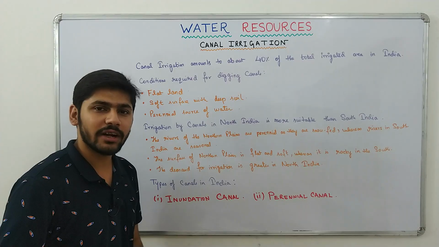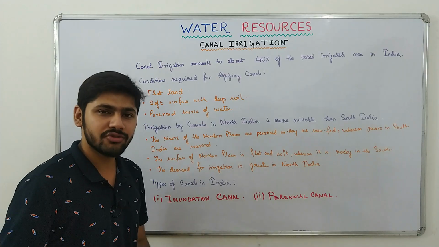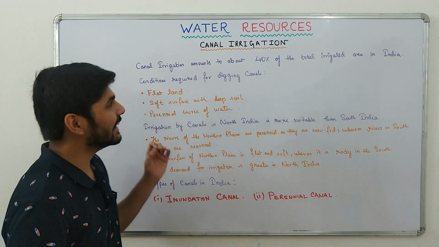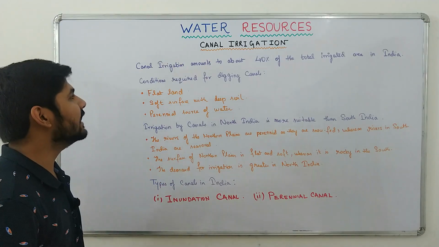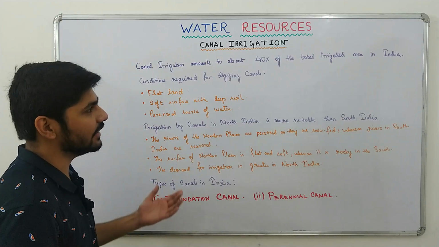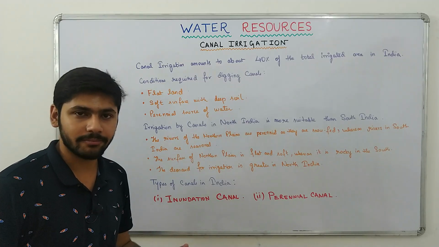Now I hope you guys know what canals are. Small streams are cut from rivers and those streams are used to transfer water. Those streams are called canals. Canal irrigation amounts to about 40% of the total irrigated area in India. Now this will tell you that canal irrigation is very important in India.